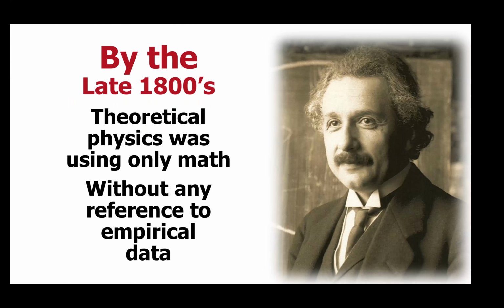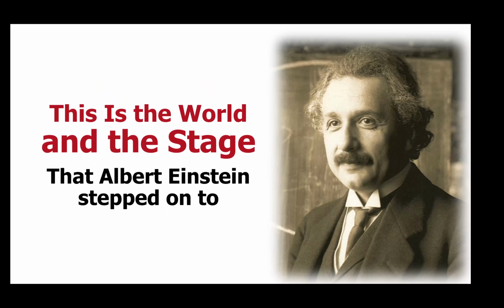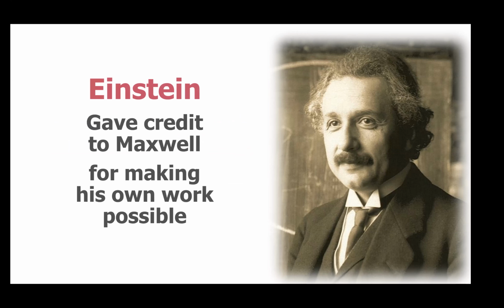Later, we're going to deal with Einstein, having an entire session on his work, but we need to touch this briefly here because Maxwell and Einstein are connected. By the late 1800s, theoretical physics was using only math without any reference to empirical data, which, by the way, raised the hackles of some other scientists. This is the world and the stage that Albert Einstein stepped onto. Einstein gave credit to Maxwell for making his own work possible.